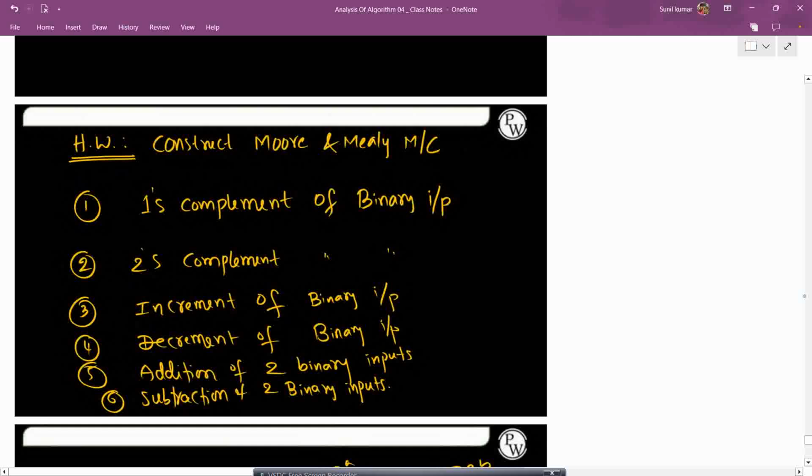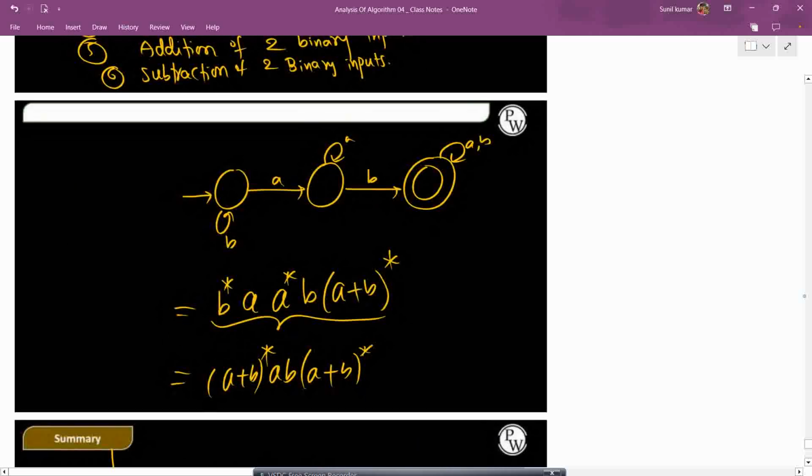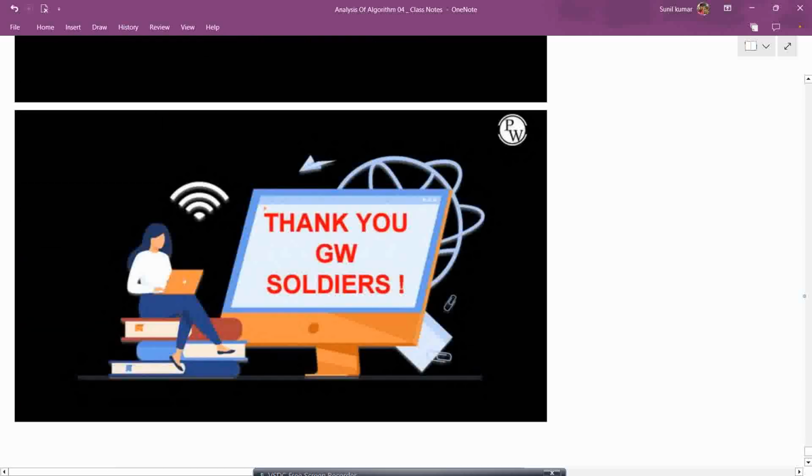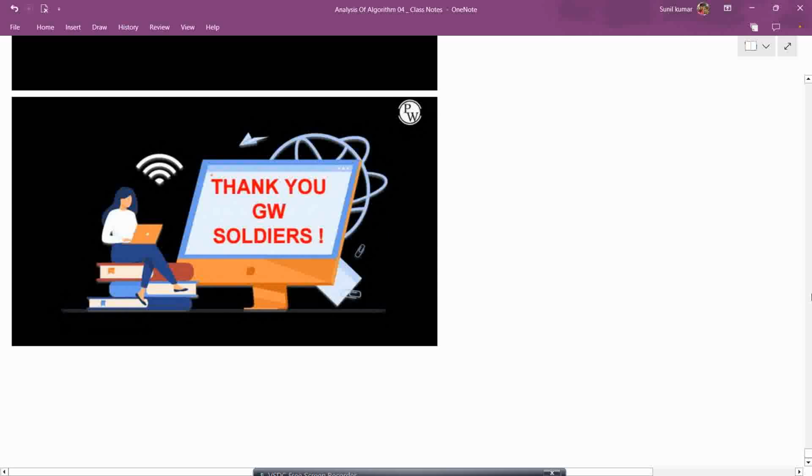Homework: construct Moore and Mealy machines for the complement. We will discuss Moore and Mealy machines in more detail in the next lecture.